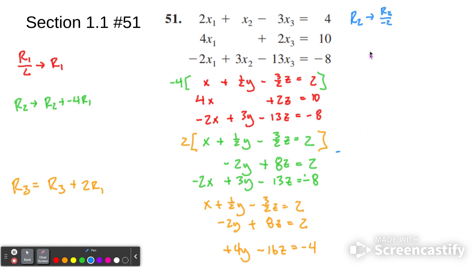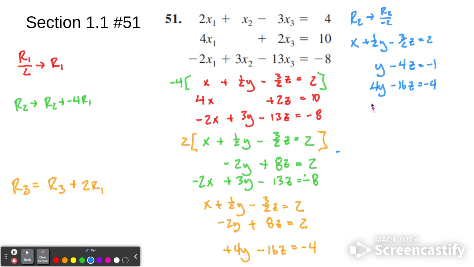Okay, so I'm going to bring this up and rewrite it. So we have R1, that's x plus 1/2 y minus 3/2 z is equal to 2. Then we're going to take half of the R2. So a -2 and a -2 are going to give me a positive y. And then a -2 out of that would be -4z. And then a -2 out of the last one would be -1. We'll bring down the next one. So 4y minus 16z is equal to -4.